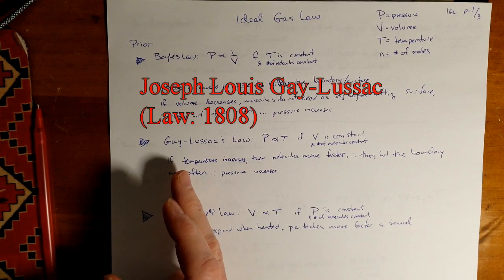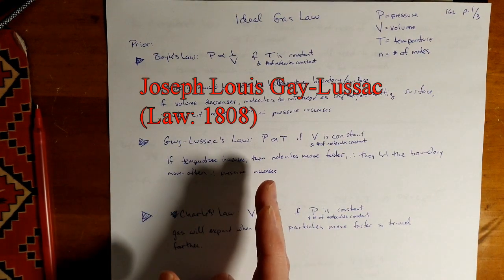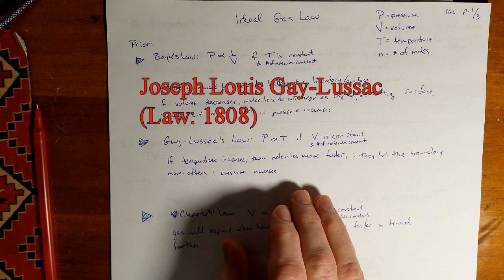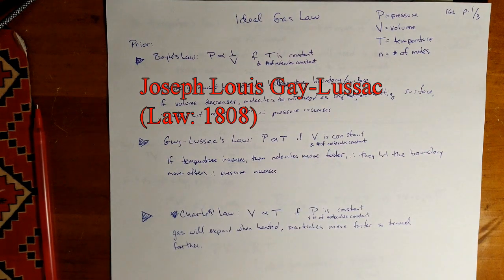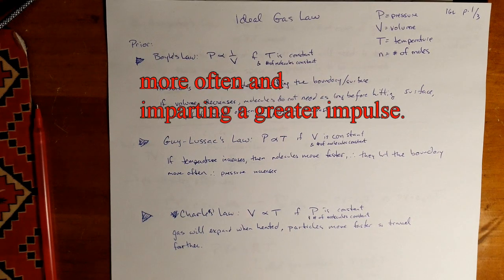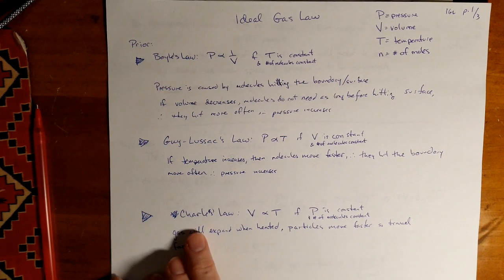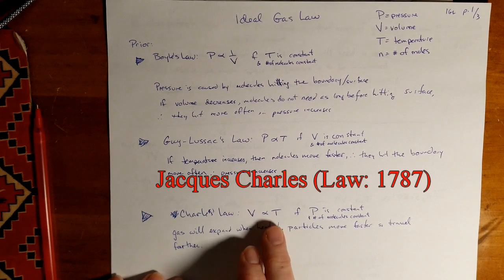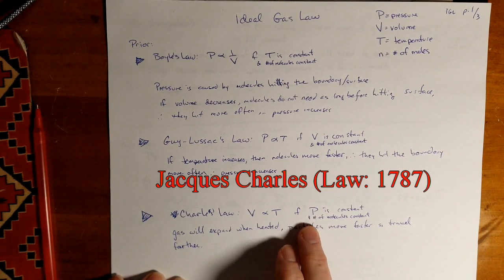There's Gay-Lussac's law, which shows how pressure is related to temperature, assuming that the volume is constant and we have a constant number of particles in it, or molecules more specifically. As I increase the temperature, basically I'm increasing the kinetic energy of the particles inside of the gas. The gas molecules with greater kinetic energy are moving faster, which means they're going to hit the sides more often, which means pressure increases.